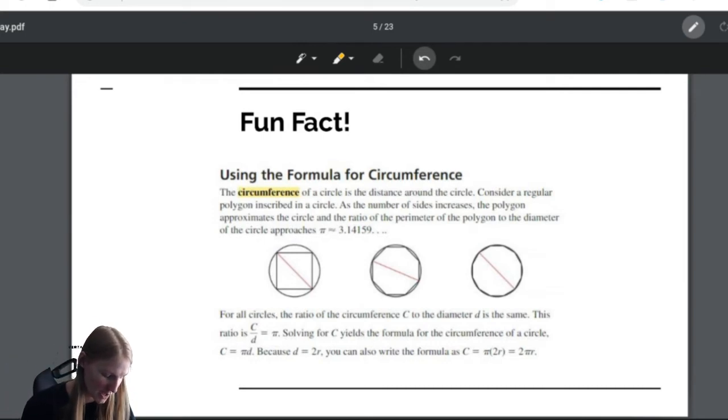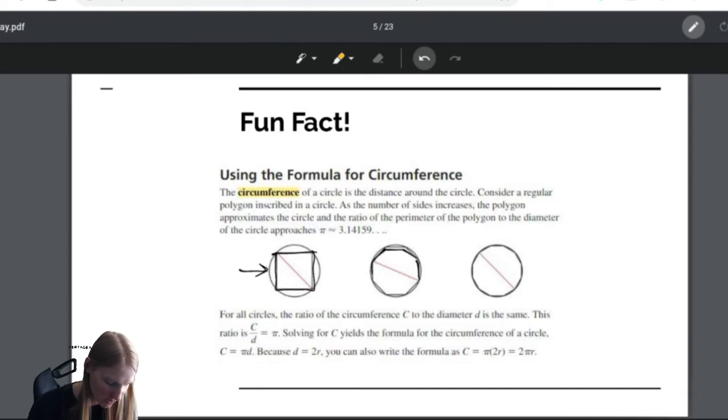So, think about if you take a square inside a circle, and this red line right here is the diameter of that circle. Now, when I increase the number of sides, I turn this square into an octagon.